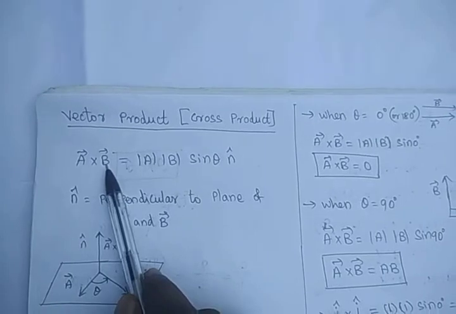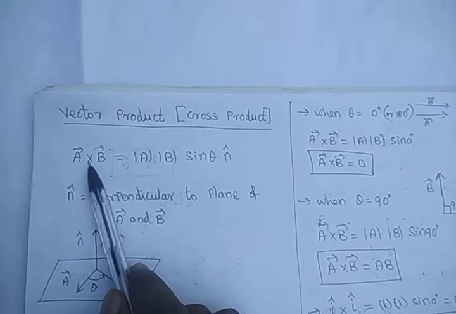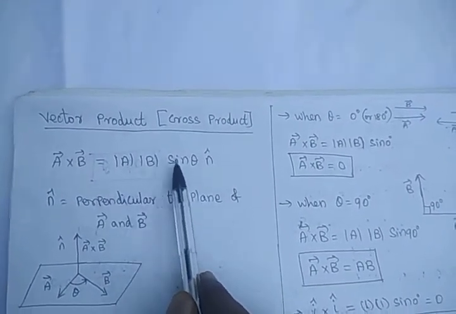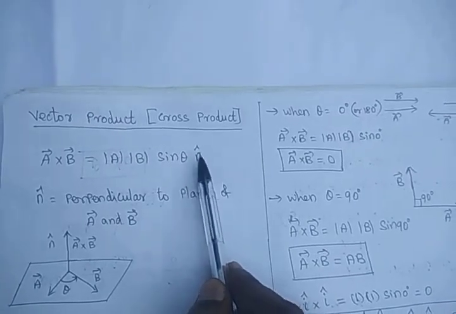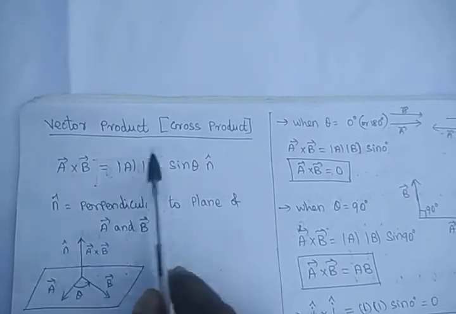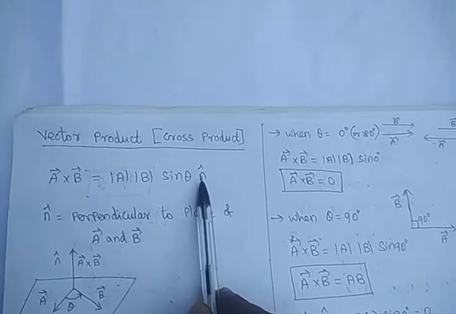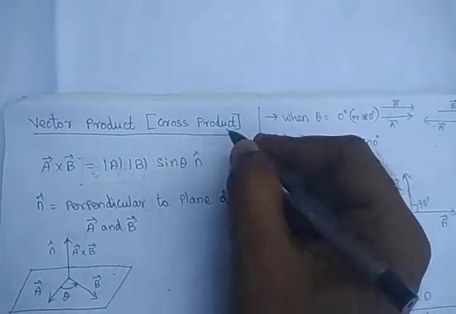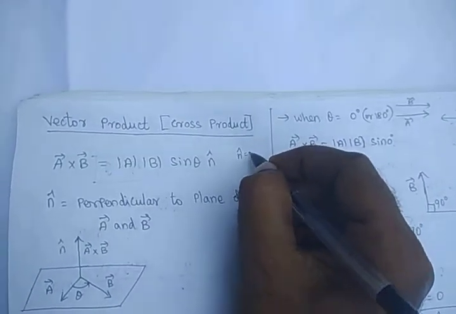So a vector cross b, don't say that multiplication. A vector cross b is equal to ab sin theta n cap. Hence we say that a vector cross b vector will give a vector. So what is this n cap? n cap is a unit vector.